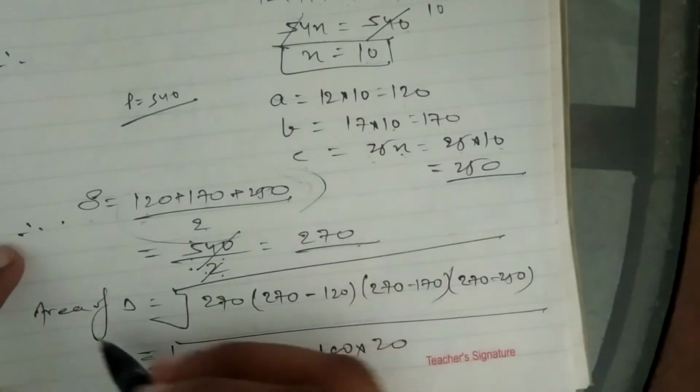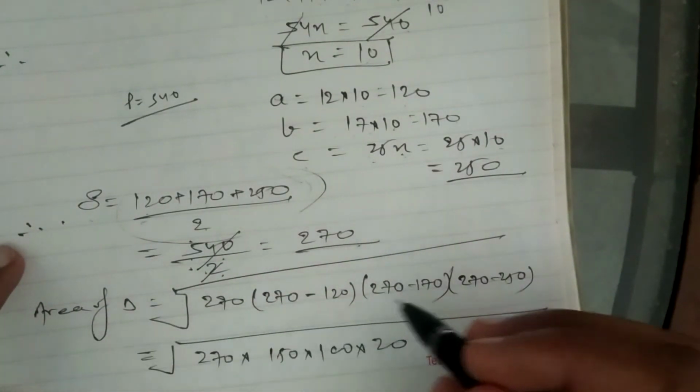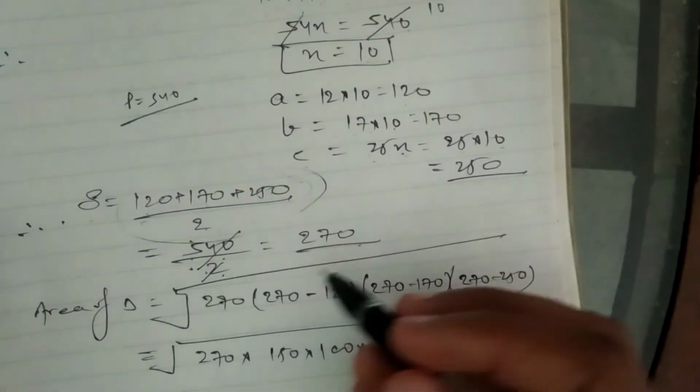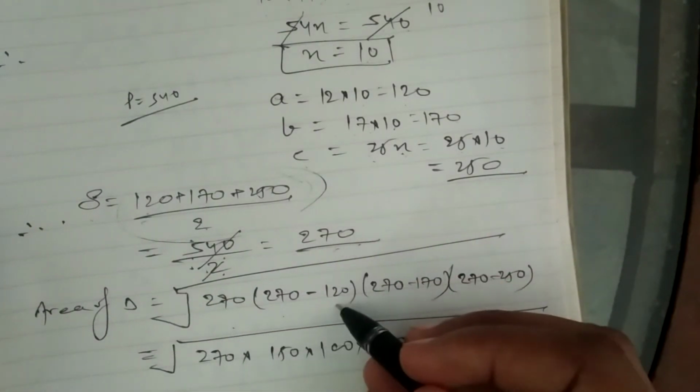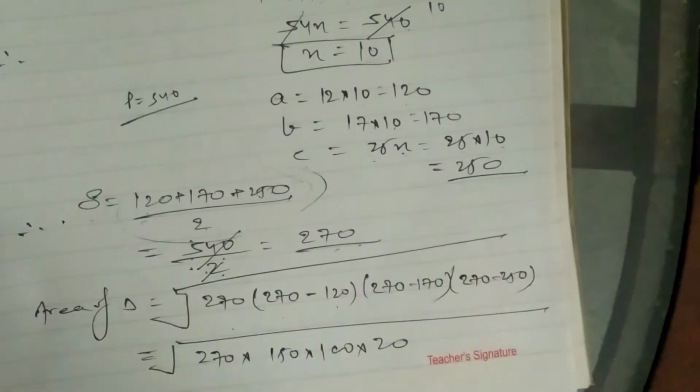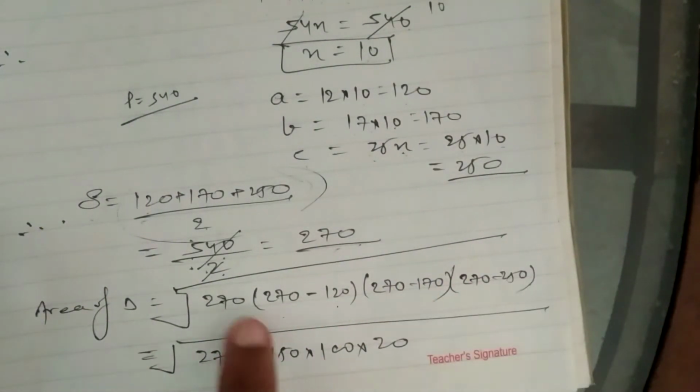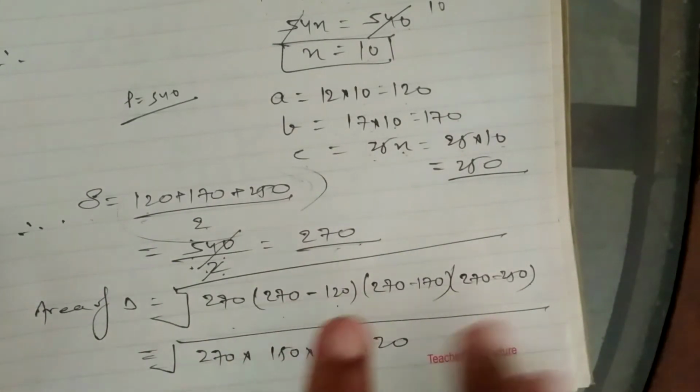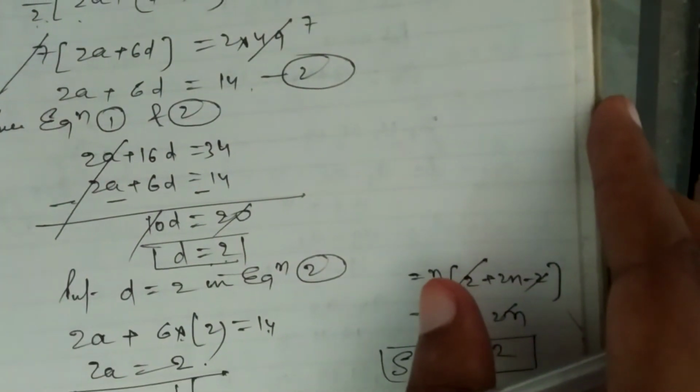S equal to 270. Area of triangle is what? Under root S, S minus A, S minus B, S minus C. So put the value of S, 270, S minus A, S minus B, S minus C. I have put the value of A, B, C and S in the formula. So simplify it, you will get this. Fine, we will factorize it further to find the square root.